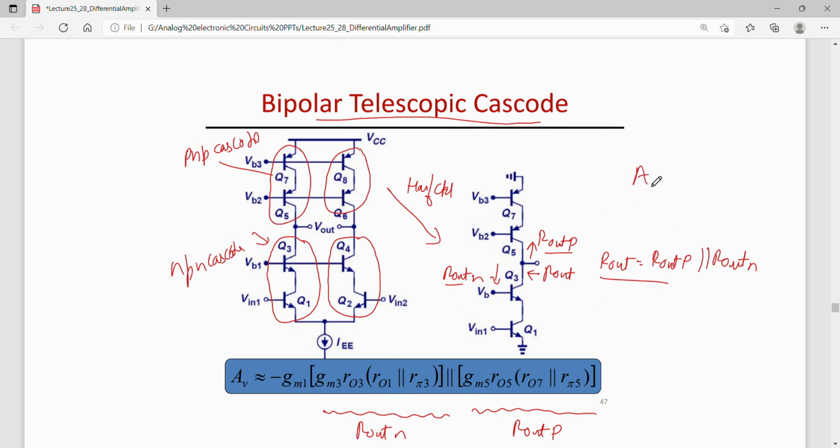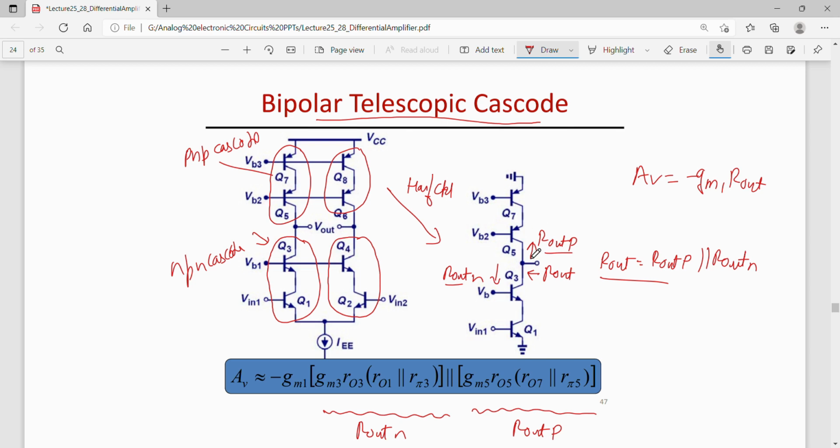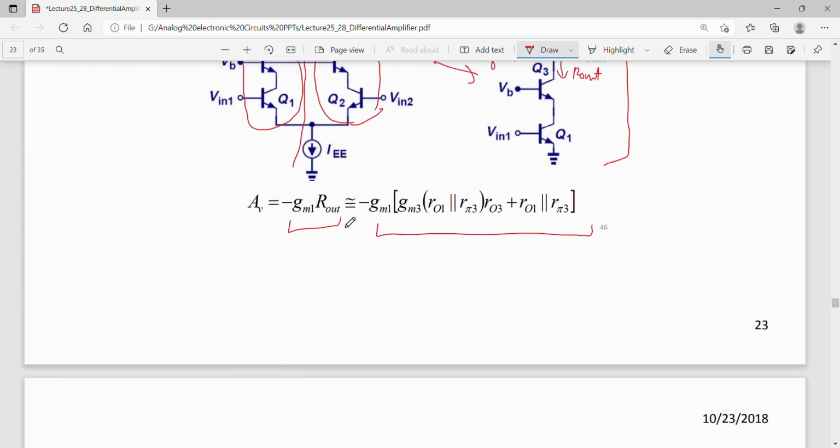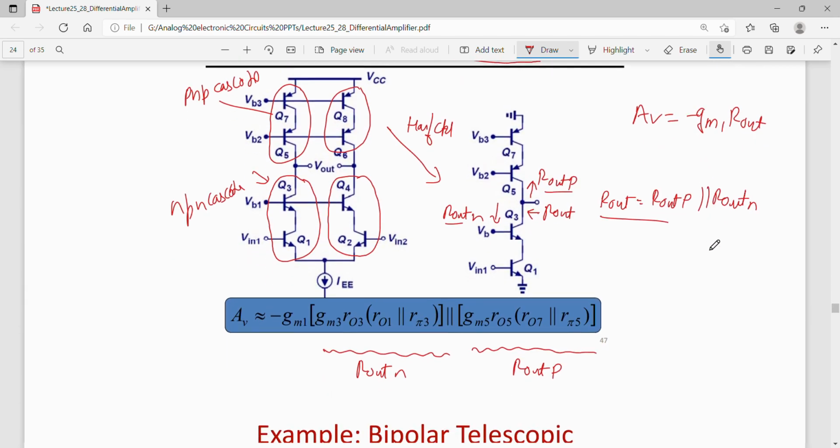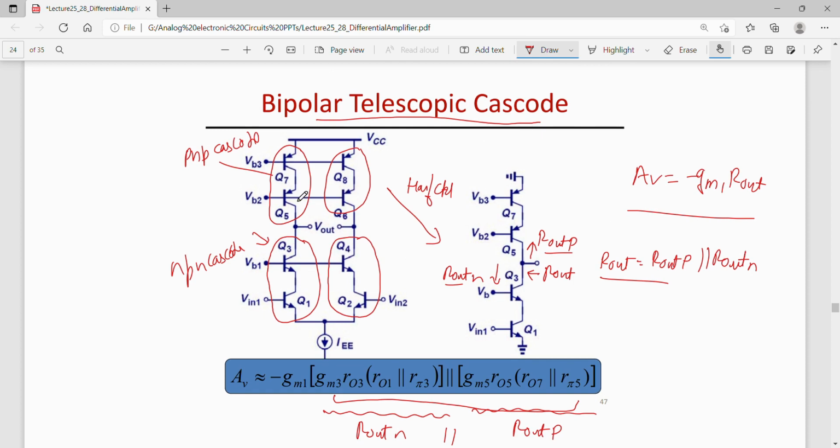Okay. So the gain is minus GM1 times R out of this cascode, for which load is a PMOS cascode, right? And total R out is this parallel to this, that is this much, multiplied by GM1. So this gives me the gain of this circuit. Okay. So gain of this half circuit is also equal to the gain of this complete differential pair, which is this much.